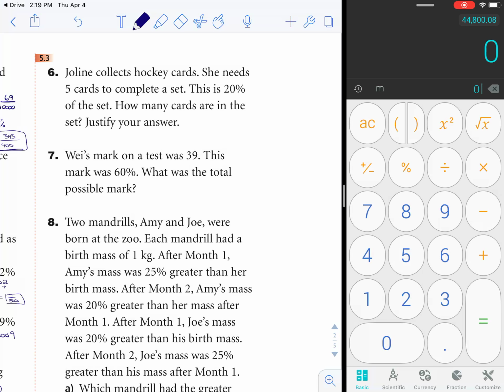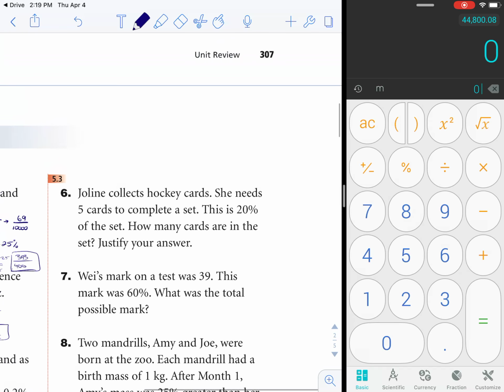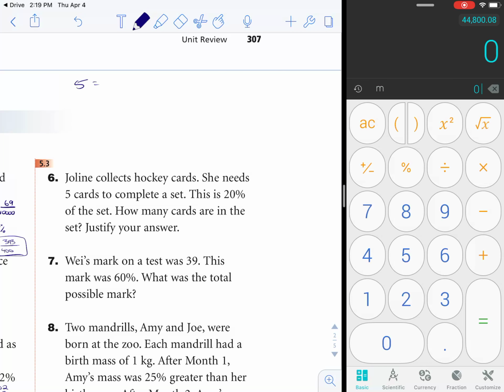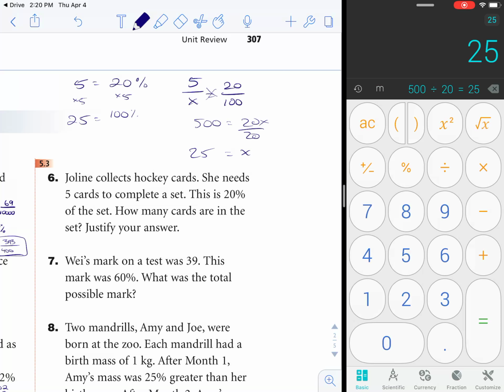Collects hockey cards. So this one you could set up a couple different ways. If 5 cards equals 20%, you need to multiply this by 5 to get 100%. So if you multiply this by 5, 25 cards is 100%. The other way you can do it is 5 over x is equal to 20 over 100. So 5 is 20%, x is 100. Cross multiply and divide, so 500 is equal to 20x. Divide by 20. That cancels out, and x equals 25. So both ways work just fine.